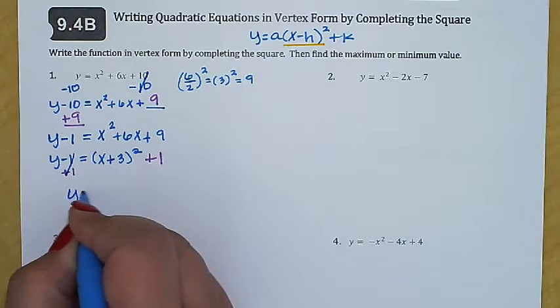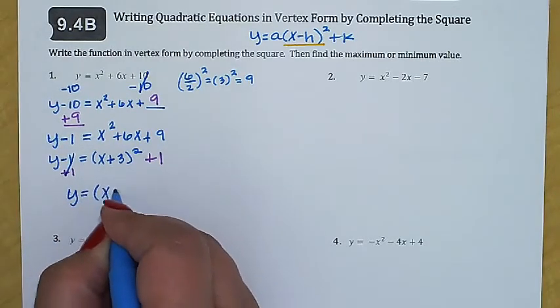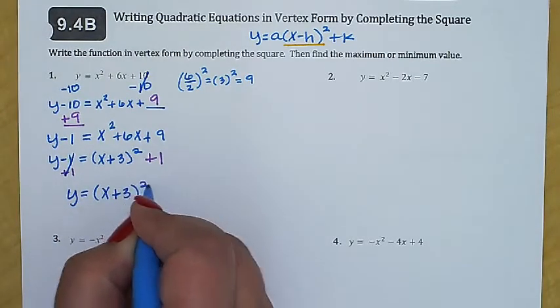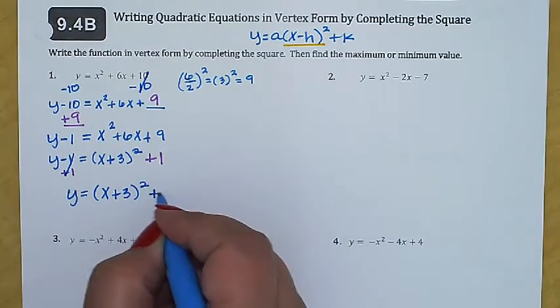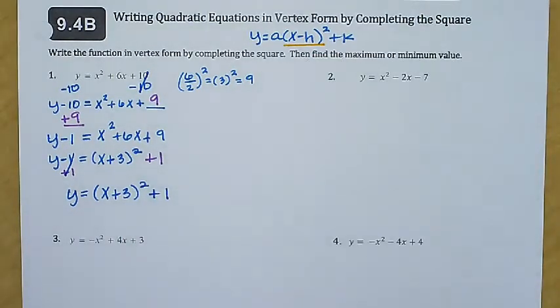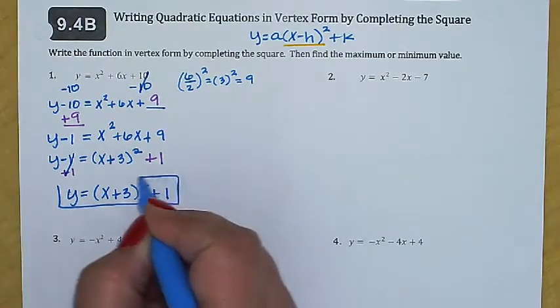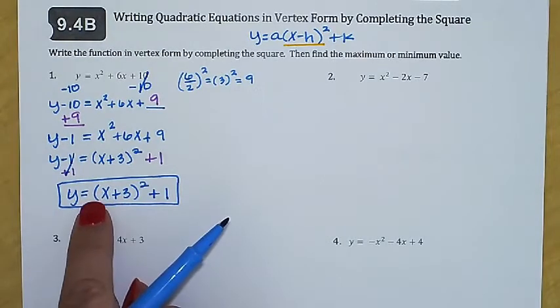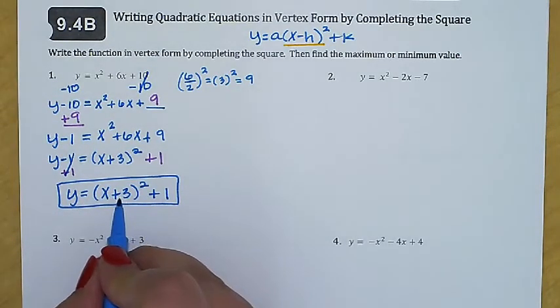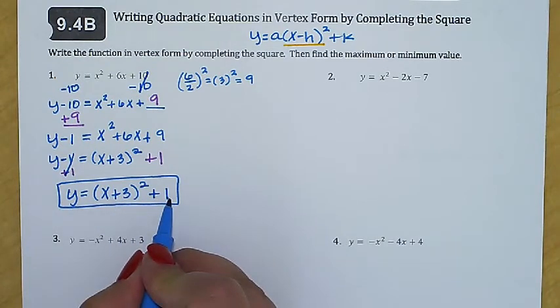And this cancels, and so now I have y equals, I have my perfect square trinomial here as a power, and then that plus 1, and guess what? That is the vertex form of that quadratic. This right here tells us that a is a positive 1, which tells us our parabola opens upward, and the vertex is at -3, 1.